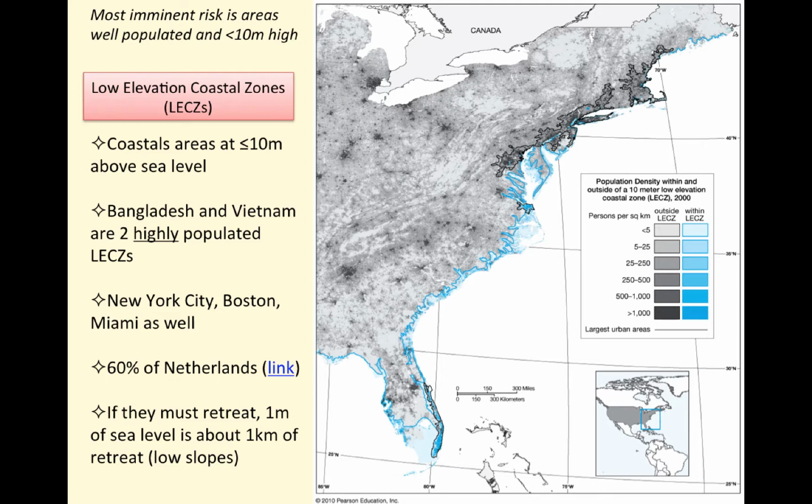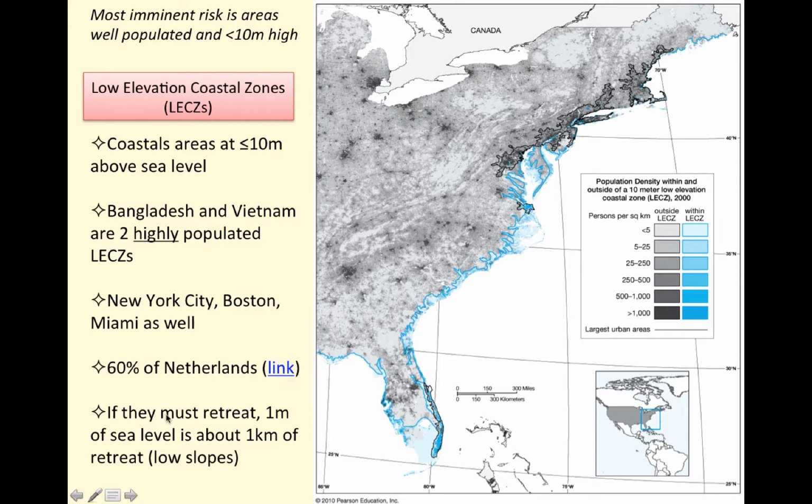However, who is at risk right now? These are places called low elevation coastal zones, places that are well populated and are less than 10 meters high right now. Bangladesh and Vietnam are two very highly populated low elevation coastal zones. New York City, Boston, and Miami as well. Miami has problems right now with sea level rise, and they're expected to have more problems in the future. The Netherlands is one region where it is taking action over reducing the amount of flooding, and you can look at more information from that link.